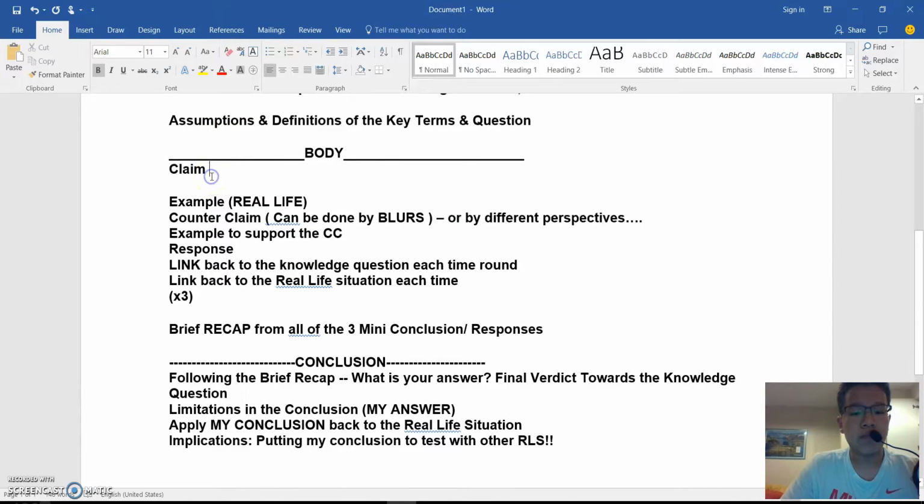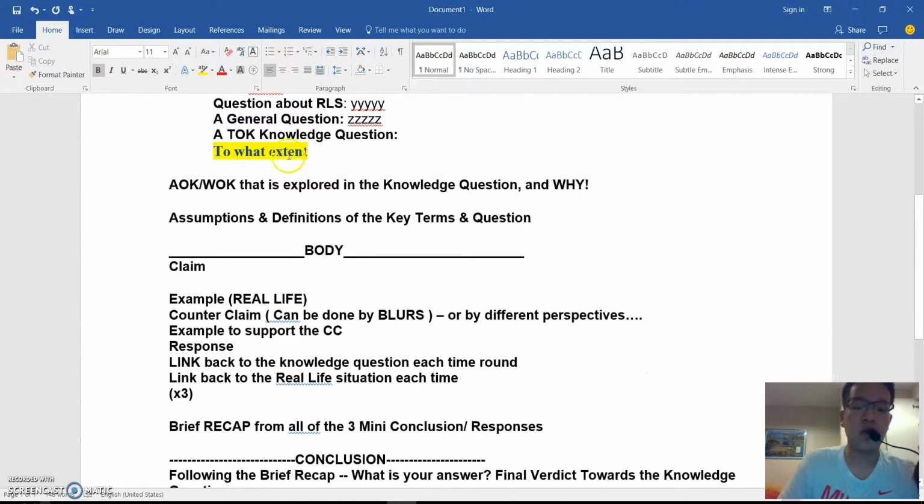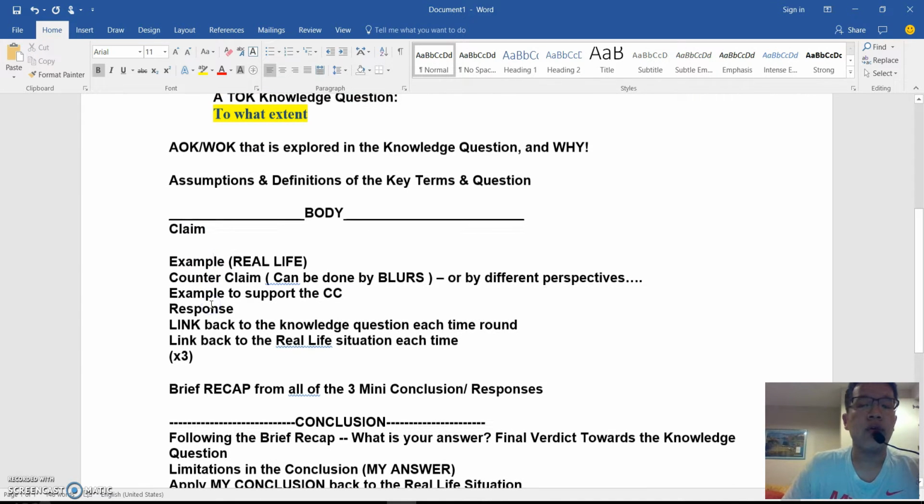So you have a claim, which is usually similar to or one-sided of the to what extent, and then you have an example to support your claim, right? It has to be real life, of course. And finally, a counterclaim, which can be done by BLURS, which is bias, limitations, uncertainty, reliability, and subjectivity, or by different perspective and how two people might look at it in a different way. And if possible, an example to support the counterclaim, although this is not always needed.